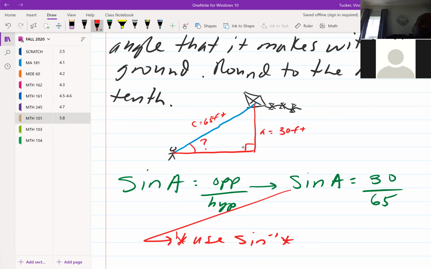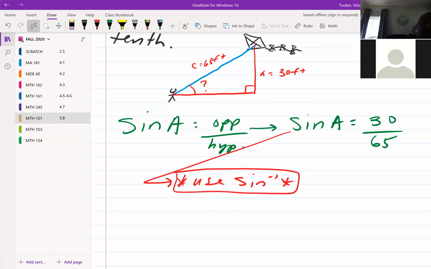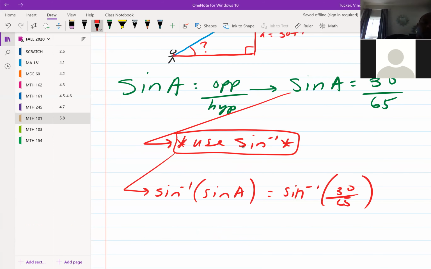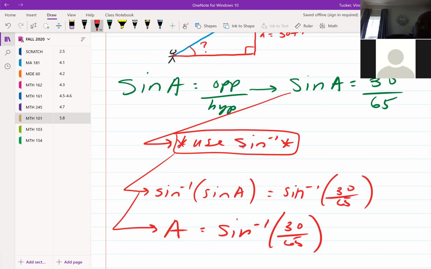All right, so don't forget you do have sine inverse as an option to get A off of sine of A. So applying the sine inverse to both sides, you'll be left with A is equal to sine inverse of 30 over 65. And that is approximately 27.5 degrees.